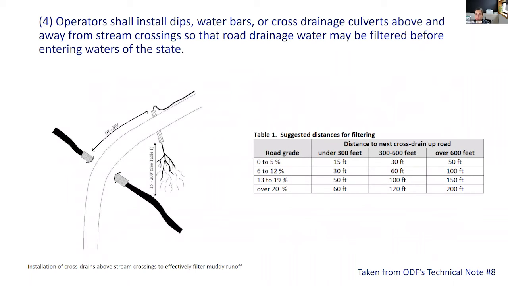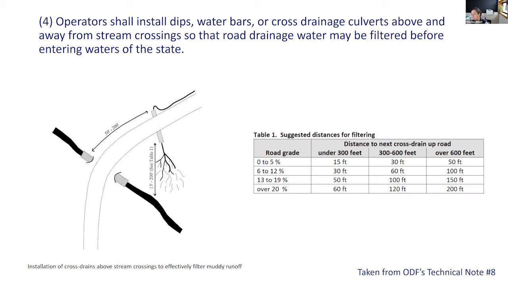So they do have an actual table in which you can look up how much distance you need for filtering this water if you have a stream crossing. So for example, if the road grade is between 6 to 12%, and the distance to the next cross drain uphill of the road is, for example, 300 to 600 feet, then the filtering should happen 60 feet above that stream. And that means that the outlet of that crossing needs to be 60 feet away from the stream. So that's the appropriate distance to filter for that.